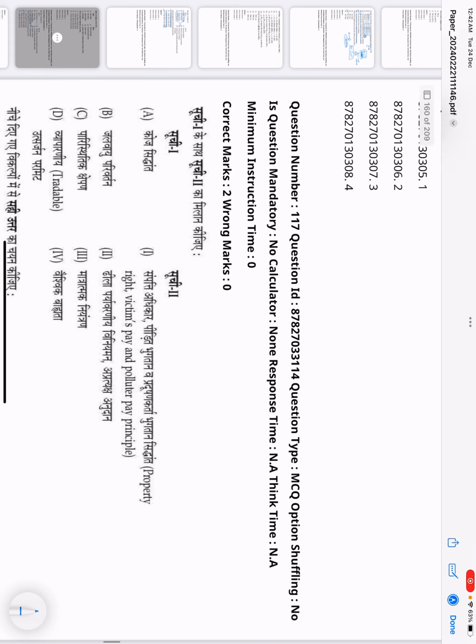Okay, now looking at question 117. Coase theorem states if the property rights are well defined, victim pays and polluter pays principle would be considered. So Coase theorem, A, would be matched with 1. And tradable emission permit would make sure there is a quantity restriction. So A1, D3, we will get to 2.